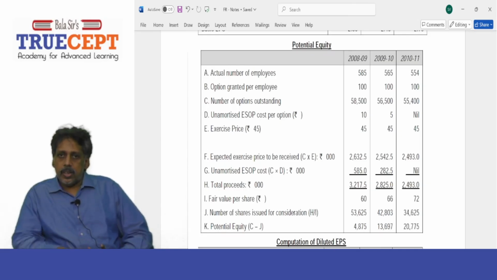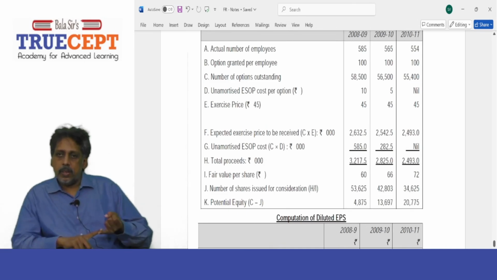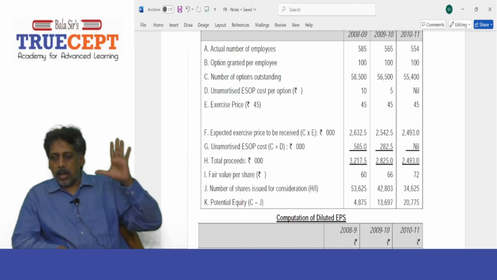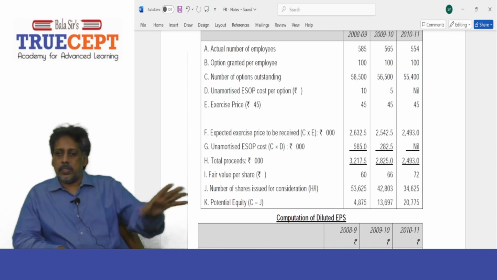For the next year, divide the total proceeds by 66. How many shares do you get? 42,803 shares. Minus that from 56,500, the difference is 13,697 shares. You can say those are shares issued for no consideration.